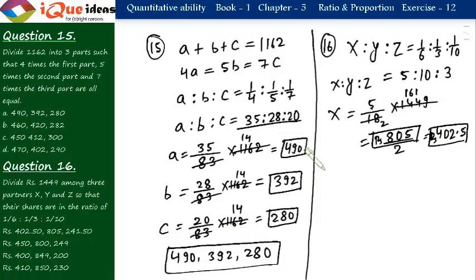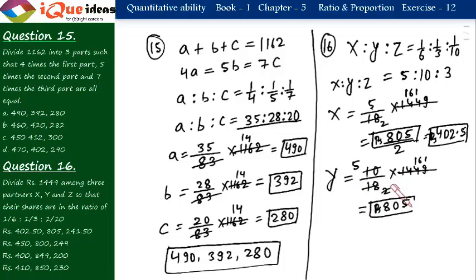Okay. Now the share of y will be equal to 10 divided by 18 into 1449. Again, the same calculation. 9 cancels 18 two times, 9 cancels 1449 161 times, 2 cancels 10 5 times. So this value is equal to 805 rupees. Anyways, we can see from the ratio also that 10 is double of 5, so y will be double of x. And then the value of z will be equal to 3 divided by 18 into 1449.